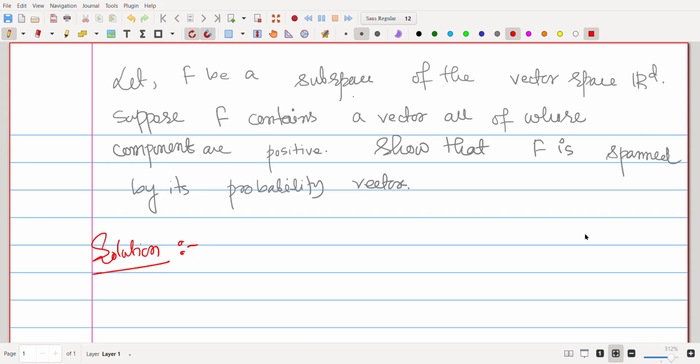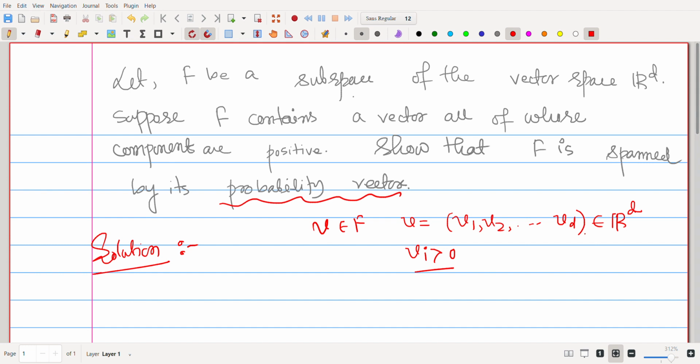The question says: let F be a subspace of a vector space Rd, that means the d-dimensional real vector space. Suppose F contains a vector all of whose components are positive. That means suppose there is a vector V in F such that if I write V as V1, V2, up to Vd, because this is an element of Rd, then all Vi are greater than 0. Then show that F is spanned by its probability vectors.